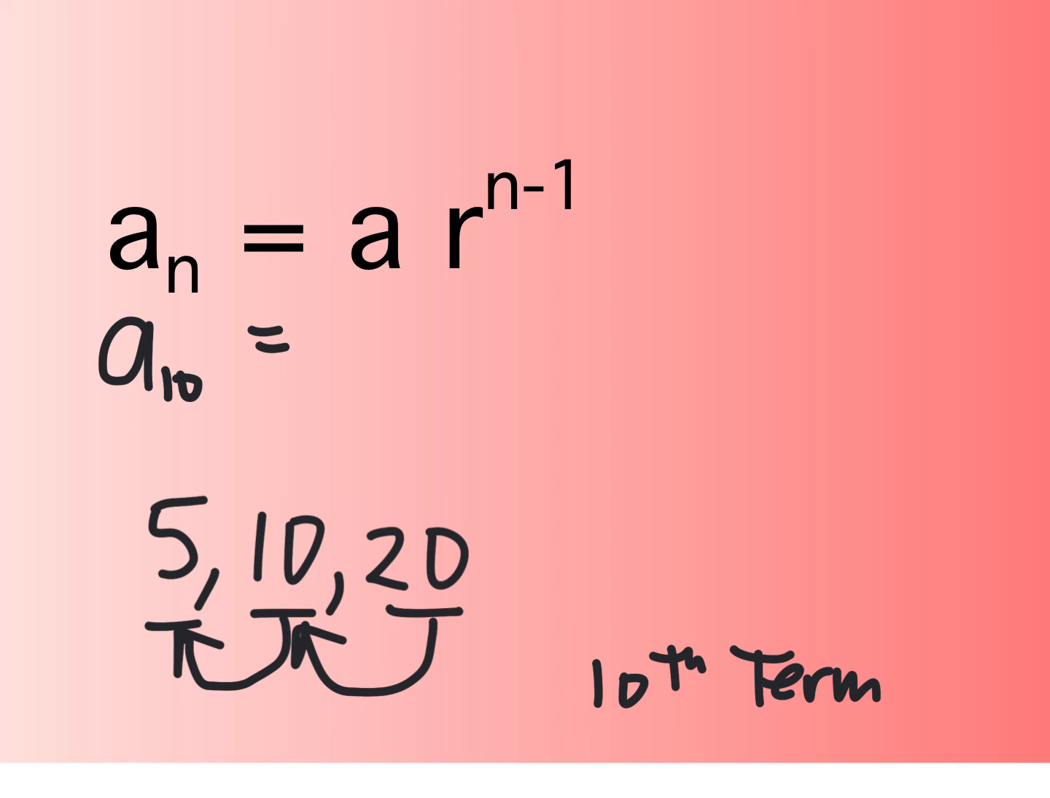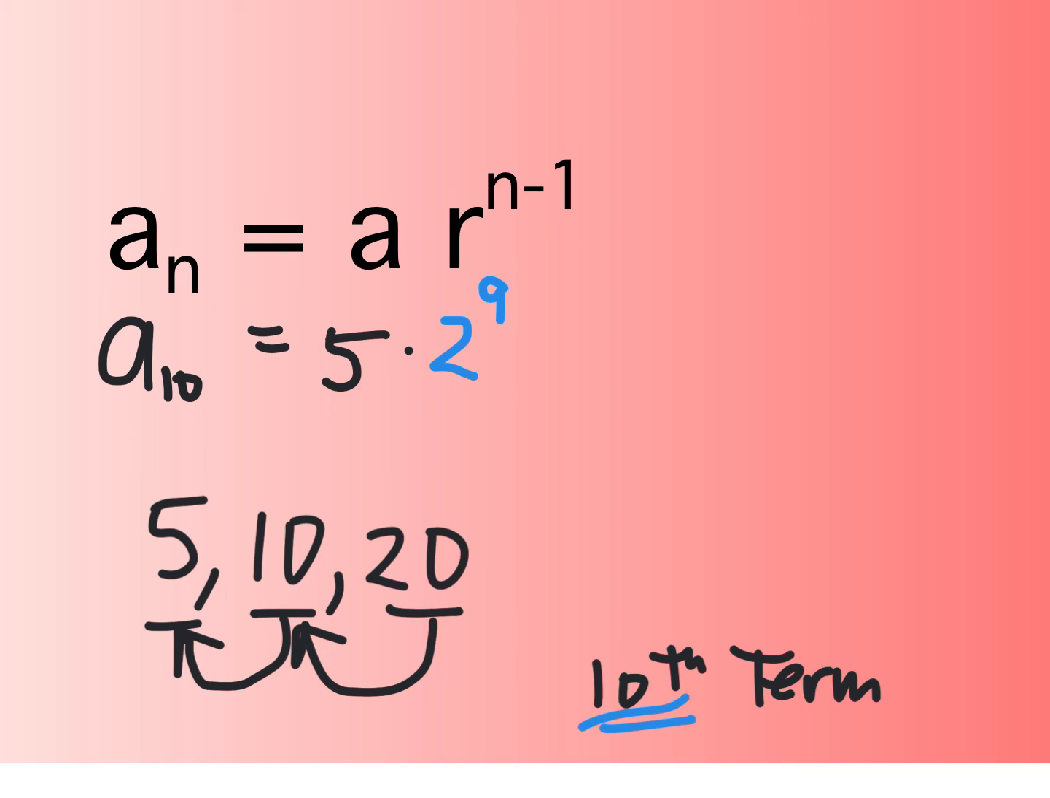A sub 10 is 5, what we started with, times r, the common ratio. What's the common ratio? Say it if you know it. 2. To the n minus 1. Oh, n is the 10th term, so 10 minus 1 is 9. I've got to go 2 to the 9th? Holy crap. And then I have to times that by 5.